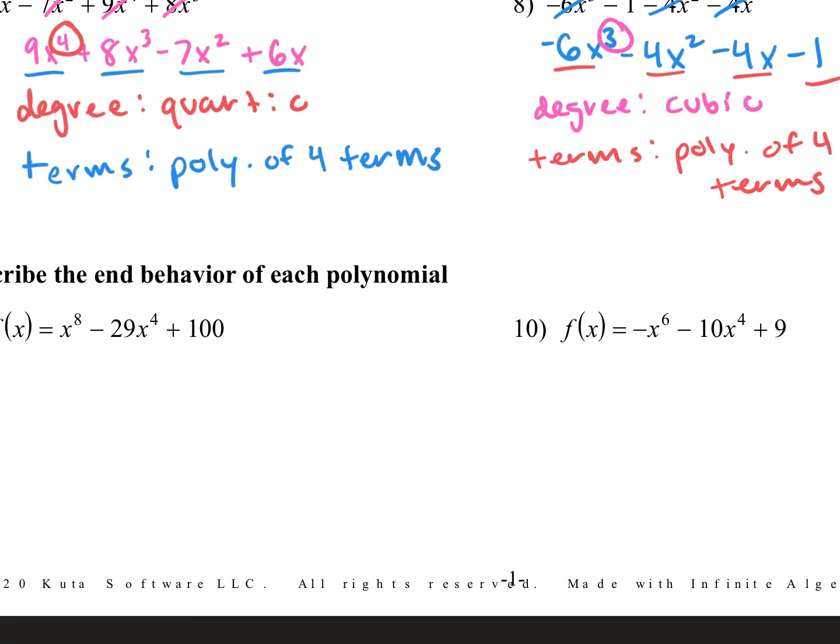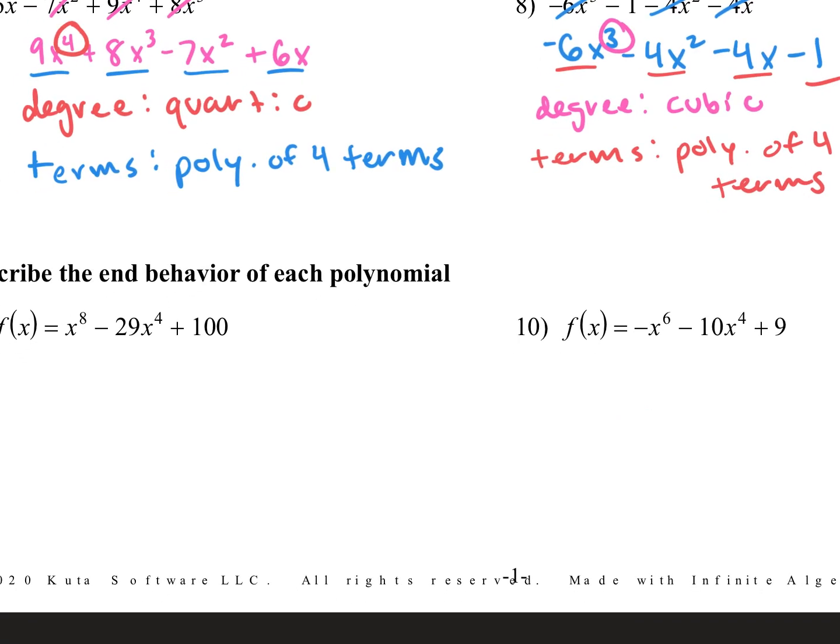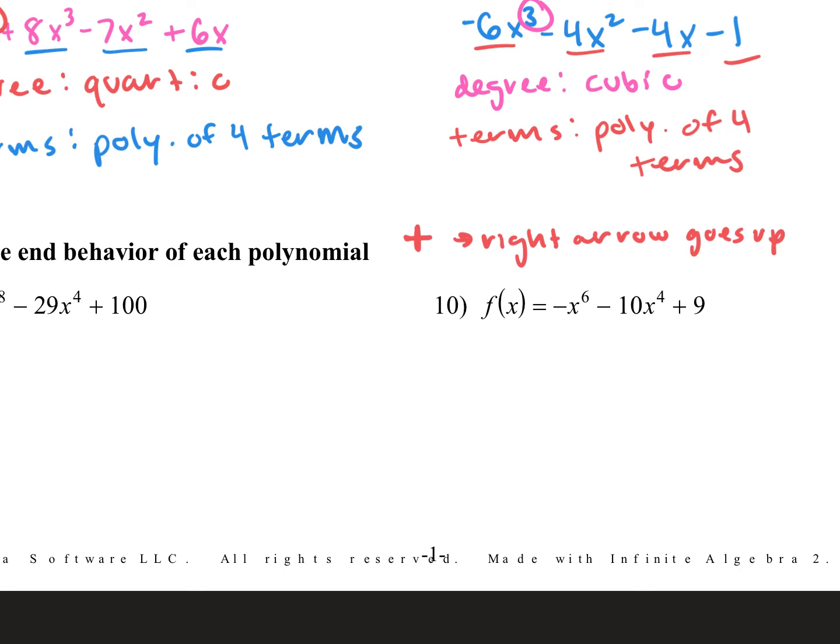All right, the next part, we have to describe the end behavior of each polynomial. So as a little reminder, if our leading coefficient is positive, that means that the right arrow goes up. And then if it's negative, the right one goes down. So positive or negative always tells you what the right arrow does. And then if it's even, what's the left arrow going to do? Same as the right one. If it's odd, they go in opposite directions.